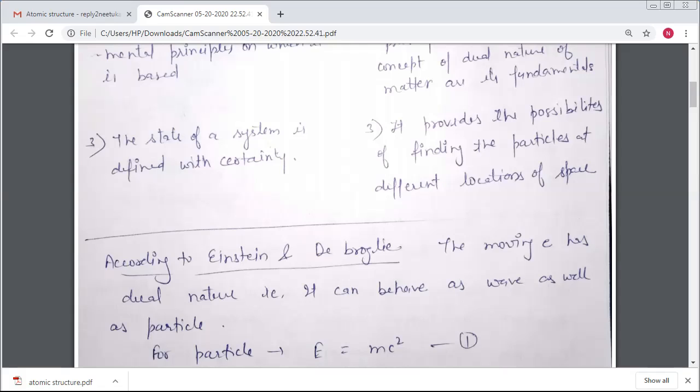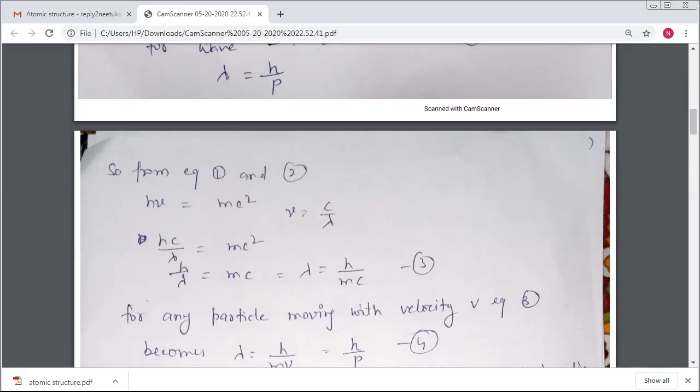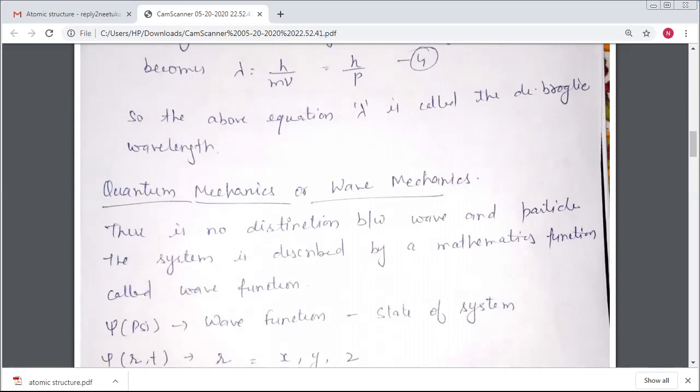So here Schrodinger combined the idea of the dual nature of a microscopic object in motion given by de Broglie and the Heisenberg principle of uncertainty, and put forward a three-dimensional wave mechanical model of an atom. So this is the Schrodinger model. So here's the requirement of the Schrodinger model.